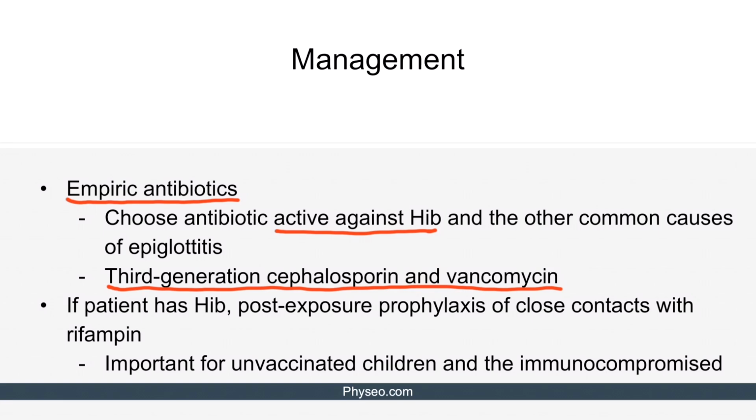If the patient has a confirmed Haemophilus influenzae type B infection, the provider should also ensure that all close contacts to the patient receive post-exposure prophylaxis with rifampin. This is particularly important in those who have not been vaccinated against HIB and in patients who are immunocompromised.